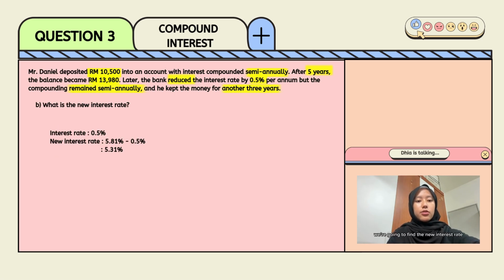For part B, we're going to find the new interest rate. The bank reduced the interest rate by 0.5% per annum, so the new interest rate is calculated as 5.81% minus 0.5%. Therefore, the new interest rate is 5.31% per annum compounded semi-annually.